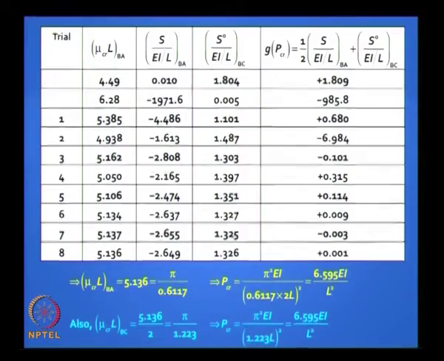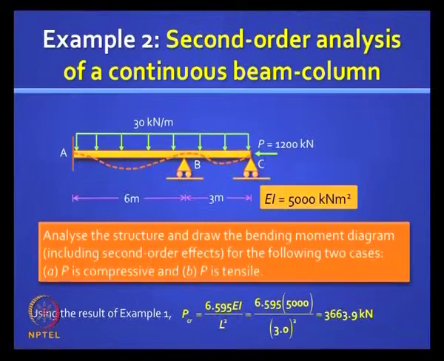Clear? Okay. Next we will take the same problem, put some load on it. So now it is a conventional 2-span continuous beam problem, but it also has an axial load. Okay, and we want to do second order analysis.